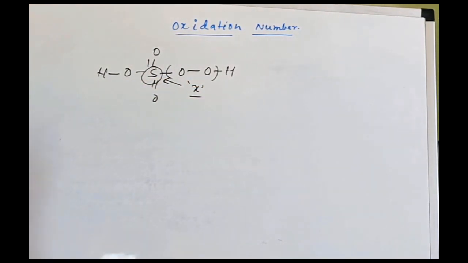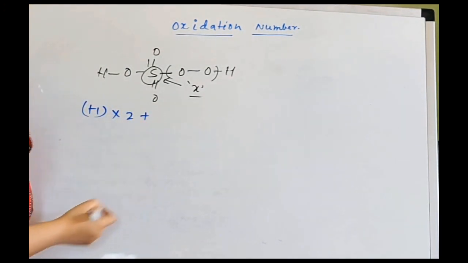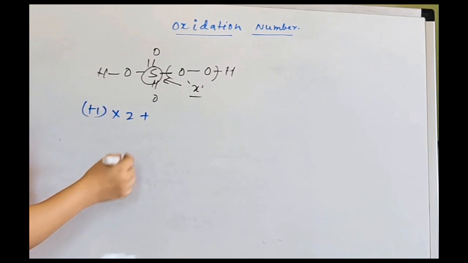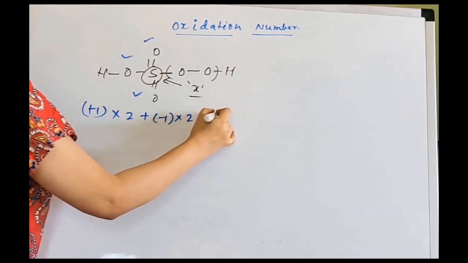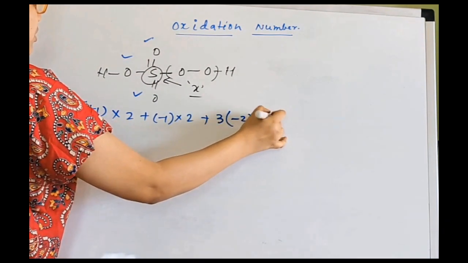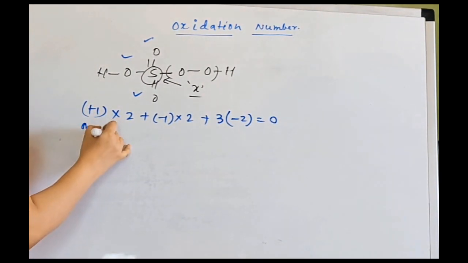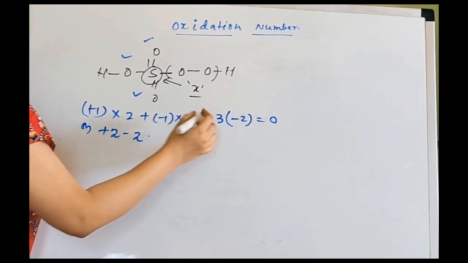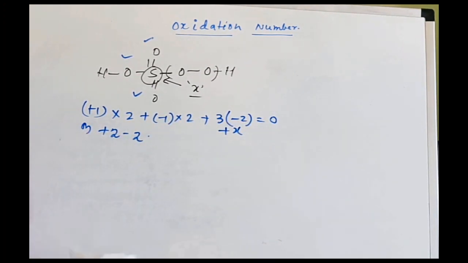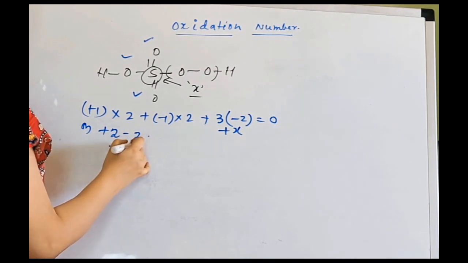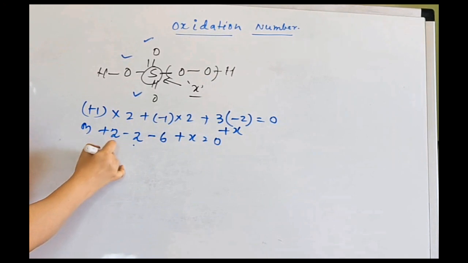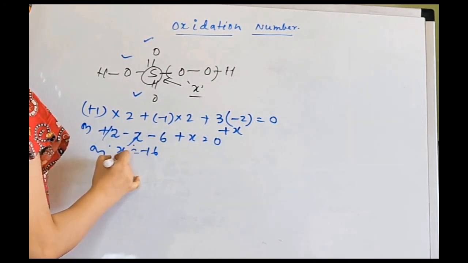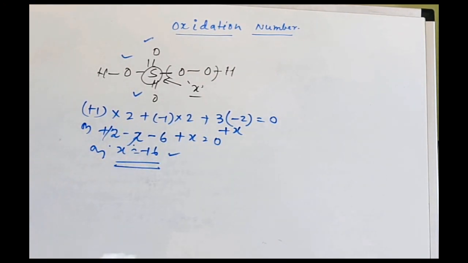So assume it is X. Here 2 hydrogen exist, so plus 1 into 2. 2 peroxo oxygen, and 3 normal oxygen, equal to 0. And here it is 1 for sulfur plus X. So plus 2 minus 2 minus 6 plus 6 equals to 0. So the oxidation number of sulfur is plus 6.